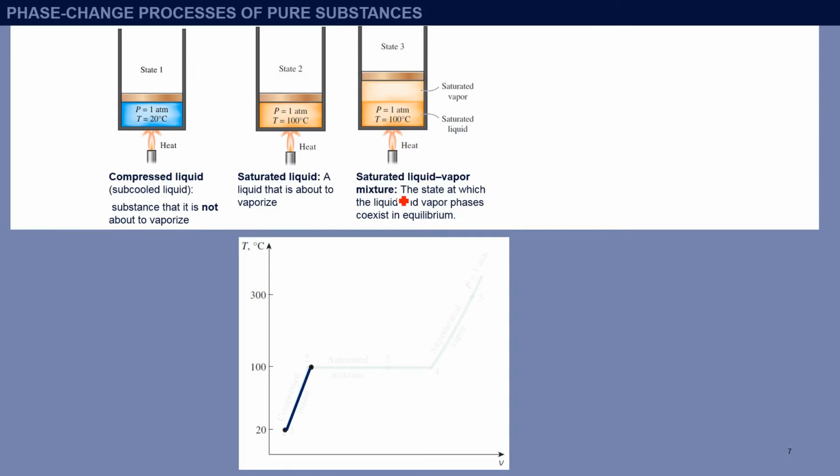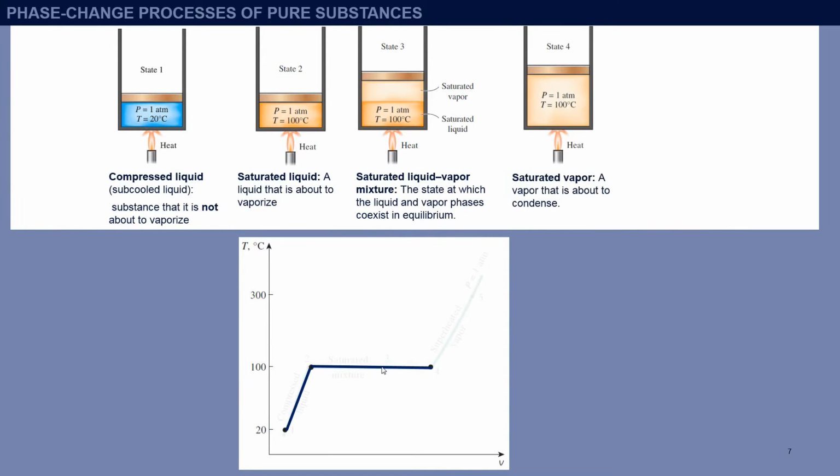So when you're boiling water, you know that the temperature doesn't change. The volume increases because steam volume keeps increasing, but the temperature stays at 100 degrees Celsius for water. So in the TV diagram, we will see a horizontal line to represent this saturated liquid vapor mixture. At some point, we will boil all of this liquid water into vapor, and this point we call saturated vapor.